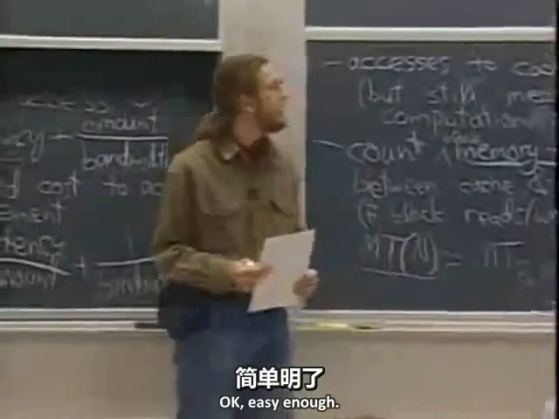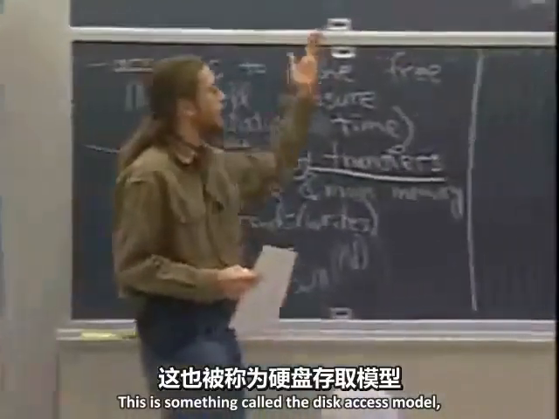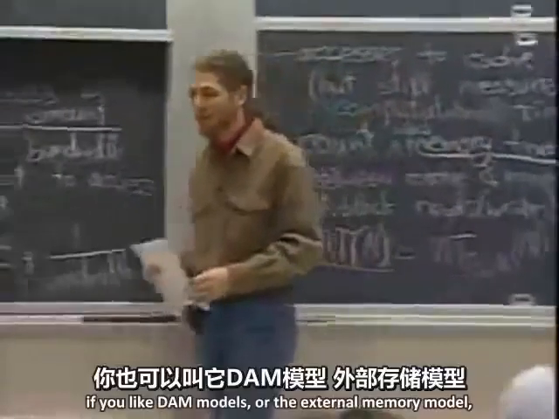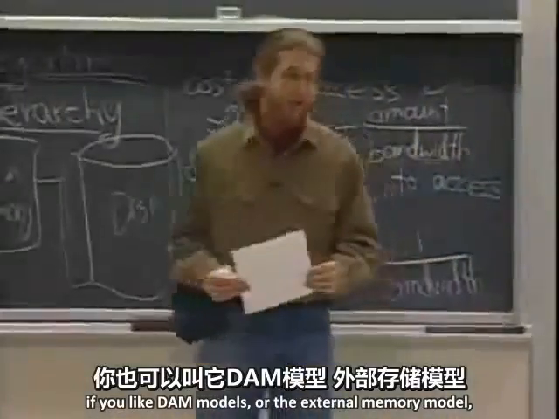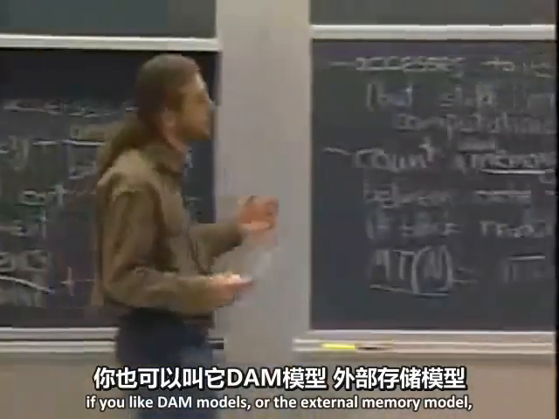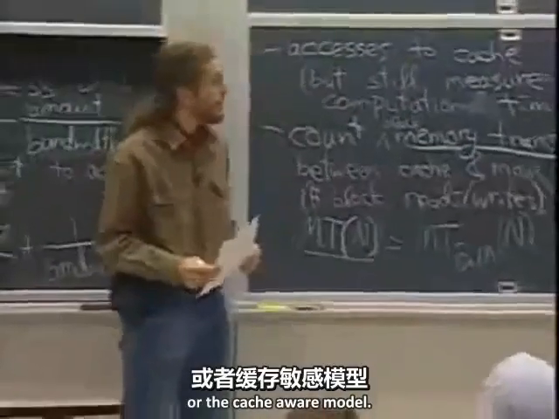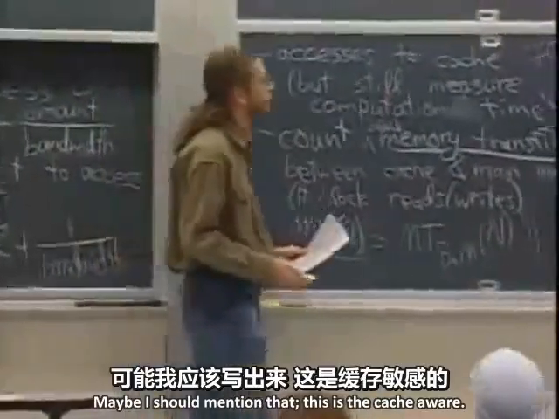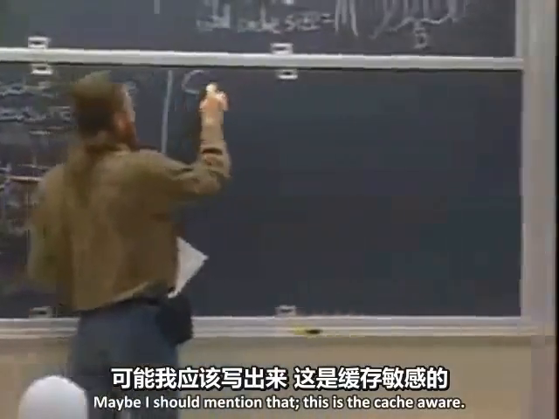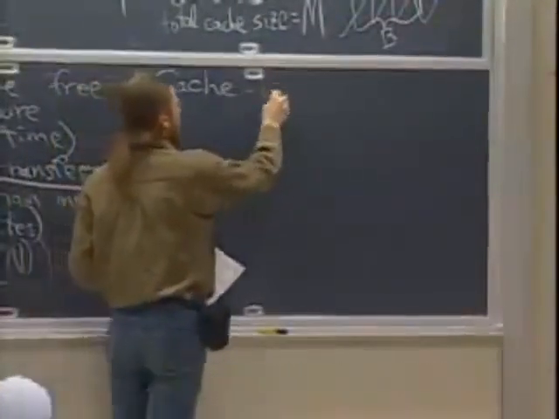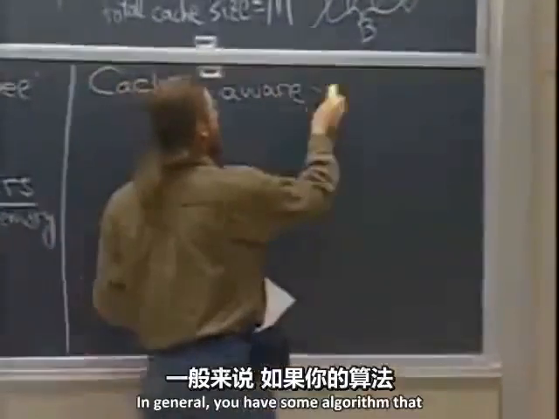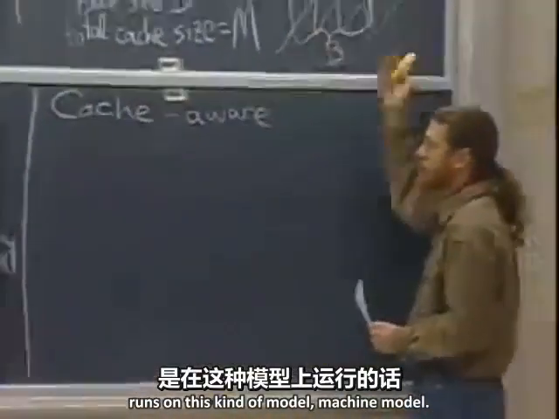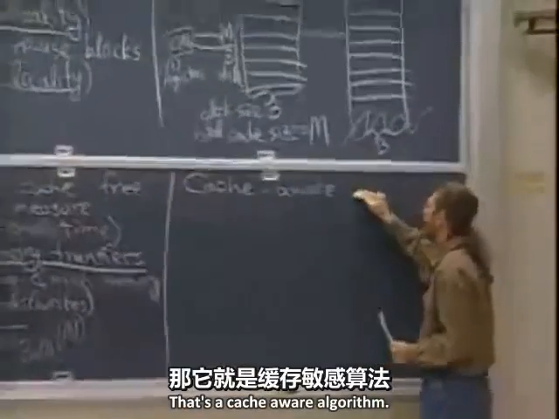Easy enough. This is something called the disk access model, if you like DAM models, or the external memory model, or the cache aware model. So maybe I should mention that. This is the cache aware model. In general, if you have some algorithm that runs on this kind of machine model, that's a cache aware algorithm.